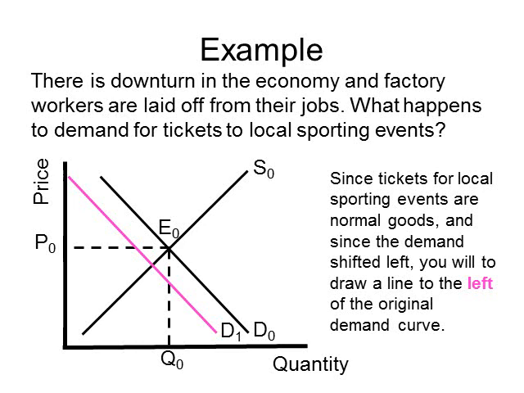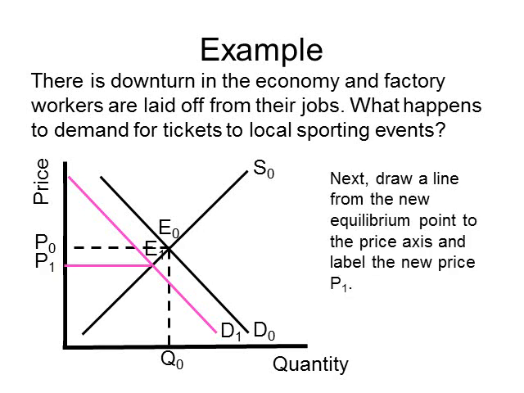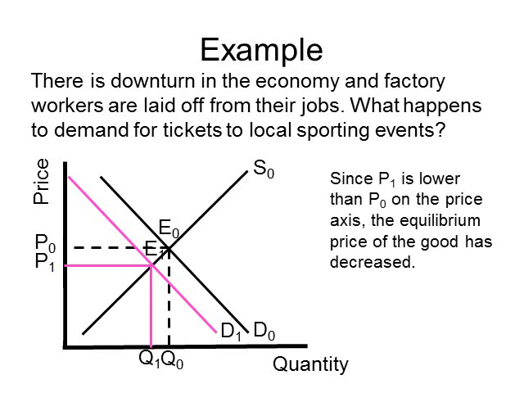Since tickets to local sporting events are normal goods, and since the demand curve shifts left, you will need to draw a line to the left of the original demand curve. Notice that a new equilibrium point E1 is created. Next, draw a line from the new equilibrium point to the price axis and label the new price P1. Next, draw a line from the new equilibrium point to the quantity axis and label the new quantity Q1.